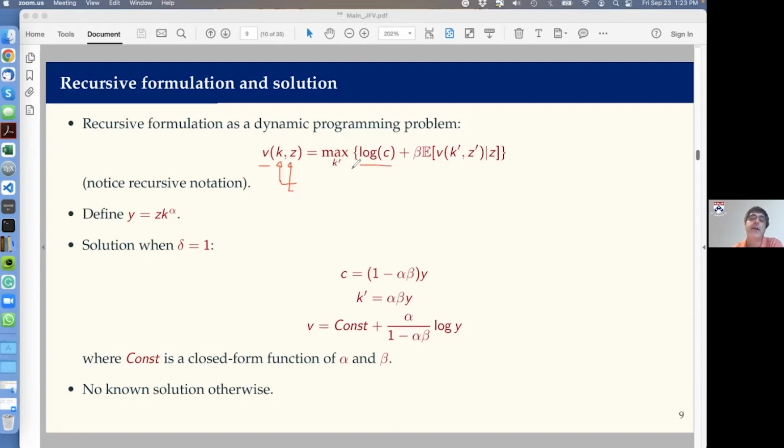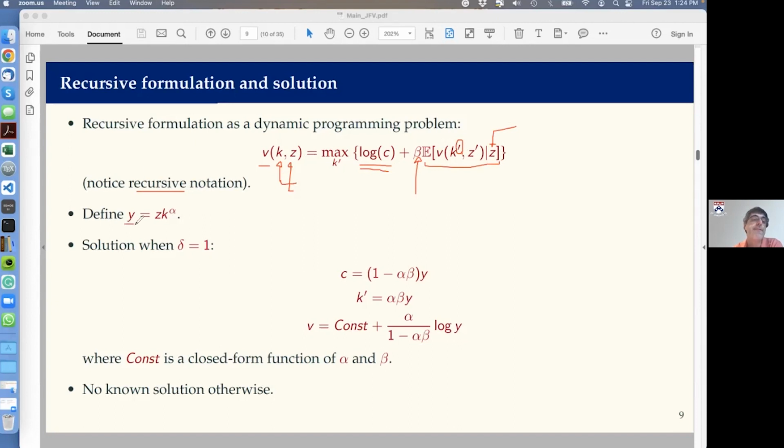And then you have the return today, and you have a continuation. And the continuation, you have the discount factor that we have before, and we have the expected value function tomorrow, where the recursive notation means that I drop the t's, and what I have is a prime, which means the value of that variable tomorrow. And this is the expectation, of course, conditional on z, because z prime depends on z today.